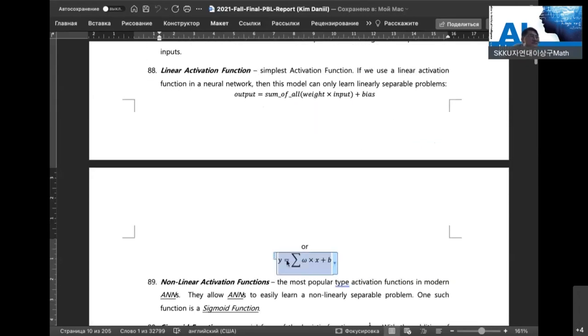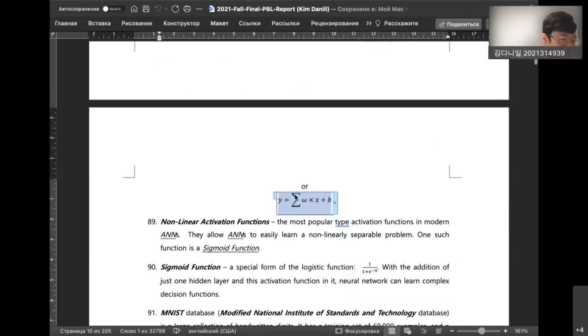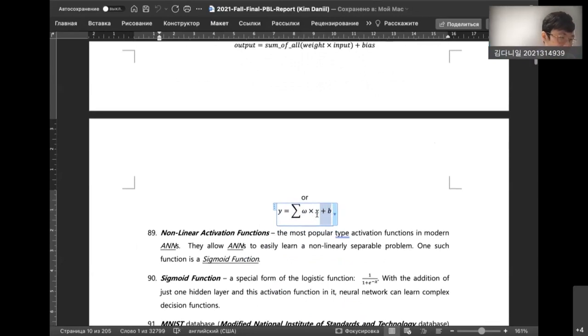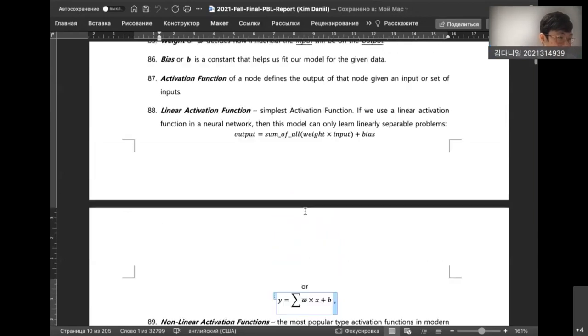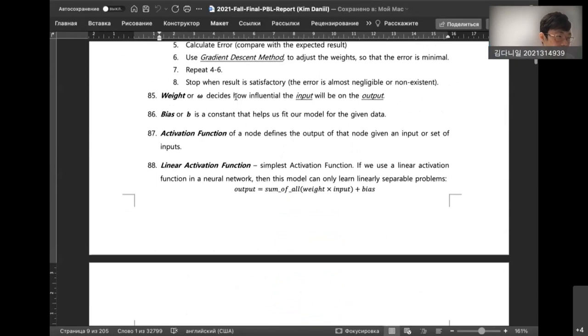So what we know is that first we need to understand that in order to calculate the output, we just sum all the weights times the input and add some bias. Here we shouldn't really concern the bias because it's just an arbitrary variable. What we need to know is the weight. A weight is just the size of how influential the input is on the output.